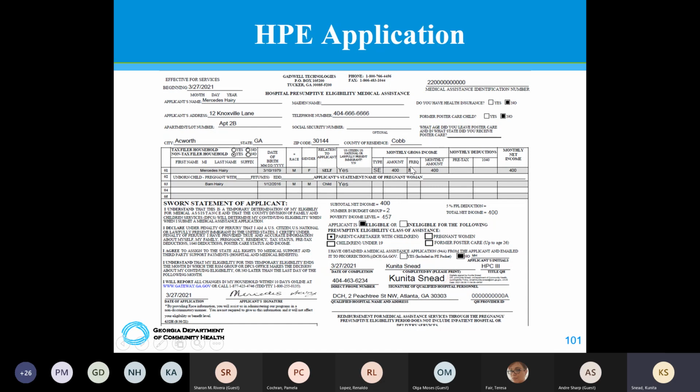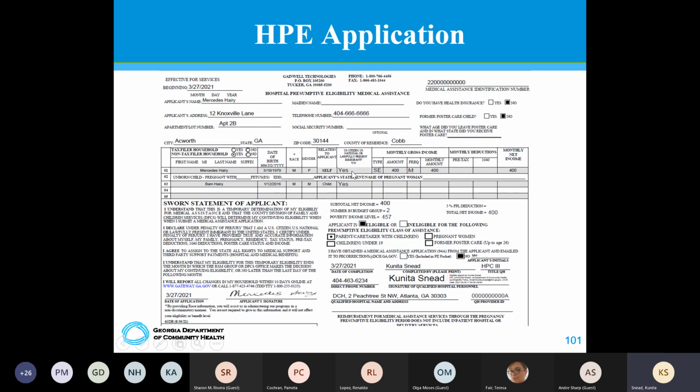The frequency is going to be M for monthly. Monthly amount is still 400. No pre-tax or 1040 deduction, so the monthly net income is 400. Nobody is pregnant. Skip line 2. Let's go to line 3 and put BAM information, his name, date of birth, race, gender.